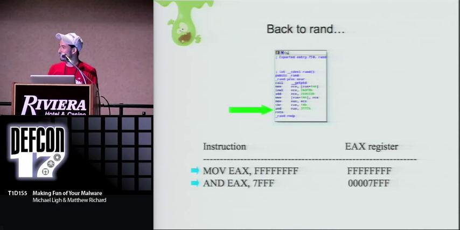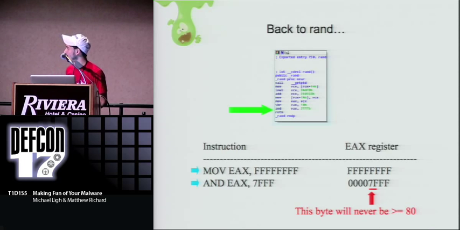So apparently the configure authors weren't aware of this limitation, that calling Windows rand doesn't return an integer of the size that they wanted. It chops it down to be no greater than 7FFF. So that one byte right there, the 7F, will never be greater than, well, 7F. It will never be 80 or anything like that.